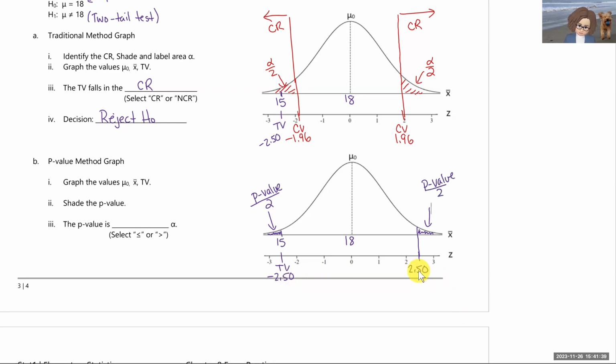So this 2.50 is not called the test value. There's only one test value. This number has no name. I just call it the partner of the test value, just to call it something.